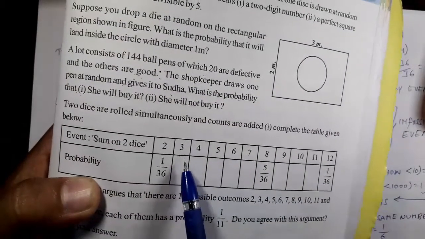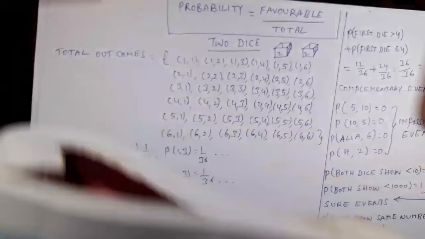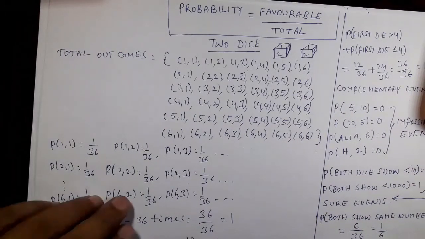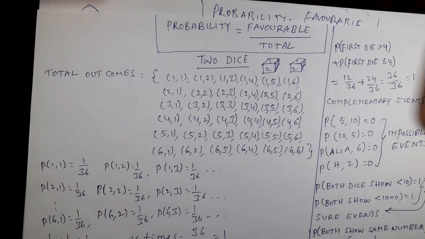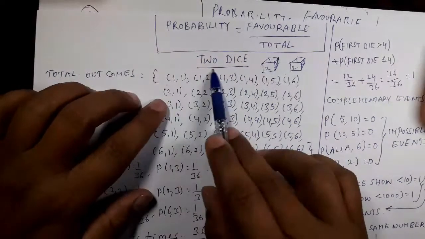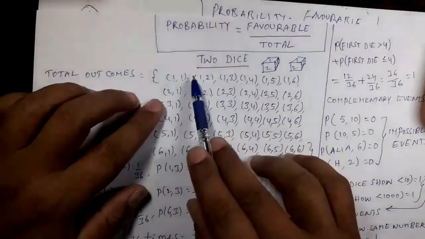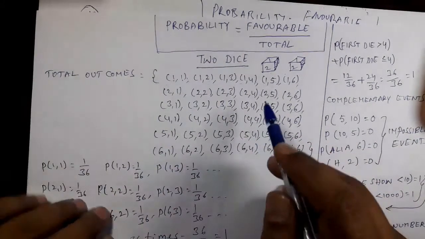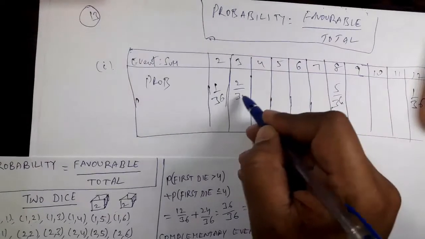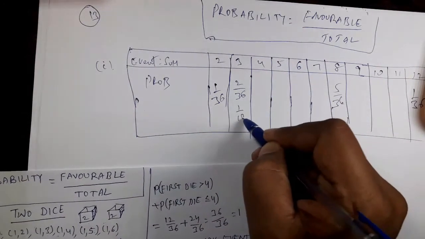Coming to this one, let us fill this, right? Sum 3. You tell me. See this, 1 comma 2. Sum 3. 1 plus 2 is 3. 2 plus 1 is also 3. These two are favorable. No other outcome will give you sum 3, right? So 2 are favorable. Total is 36. So 2 by 36. Of course, that is 1 by 18.